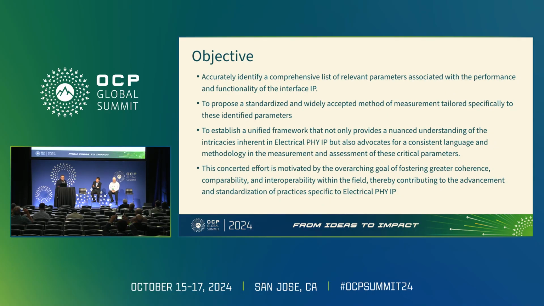The objective of this work stream was to accurately identify a comprehensive list of relevant parameters with respect to the performance and functionality of the interface IP, and come up with a common method that everybody can accept and use to measure those parameters. Not only are those parameters important, the way that we are measuring and reporting them is also important. We believe that this framework is going to help us continue the use of the different IP interfaces and enable the open chiplet ecosystem market that we are planning to have.